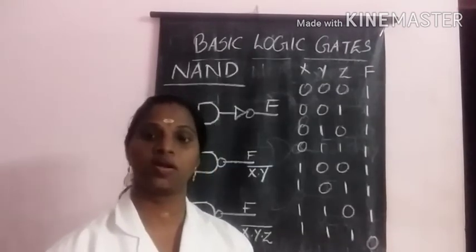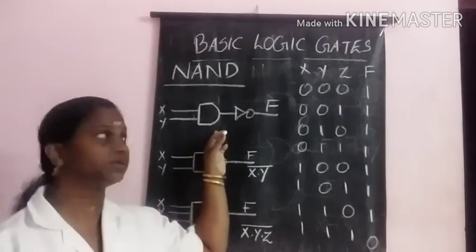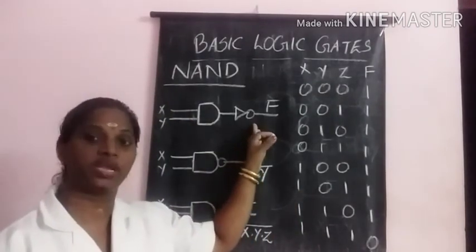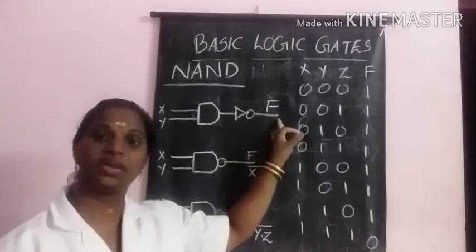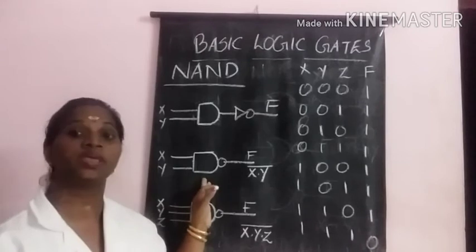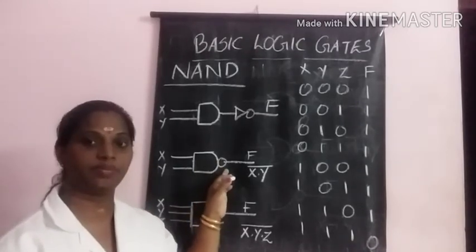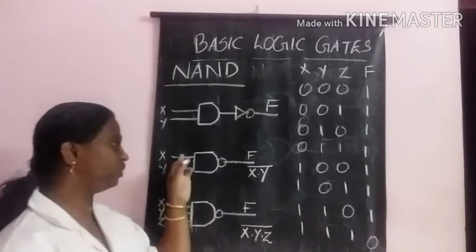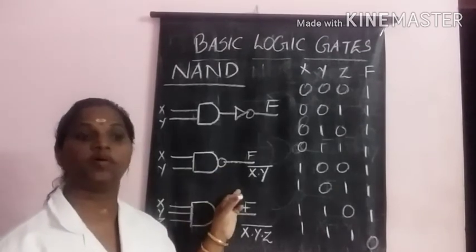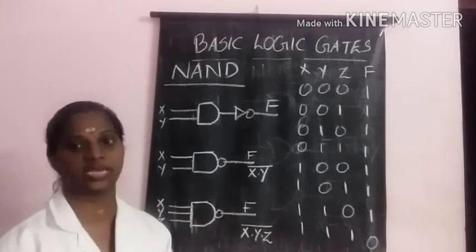The next one, NAND gate. The NAND gate is the complement of the AND gate. See here, the AND gate is complemented by using a NOT gate, then we get a NAND gate. So this is the representation for the NAND gate, that is the AND gate with the bubble. Bubble means complement. This is the representation for a 2 input NAND gate, and this is the representation for a 3 input NAND gate.